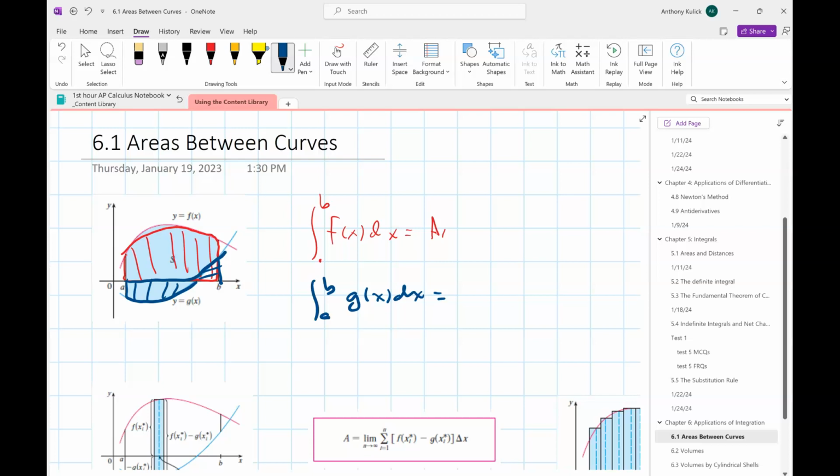Now, I'm going to call this piece A2, and I'm going to call that piece A3. Keep in mind that A2 needs to be negative. Why is that? It's below the x-axis. And I guess I'm going to call this part of the region A4.